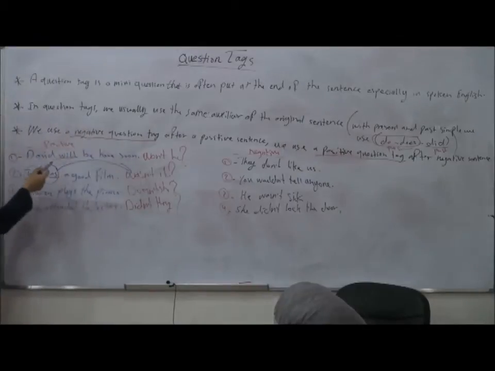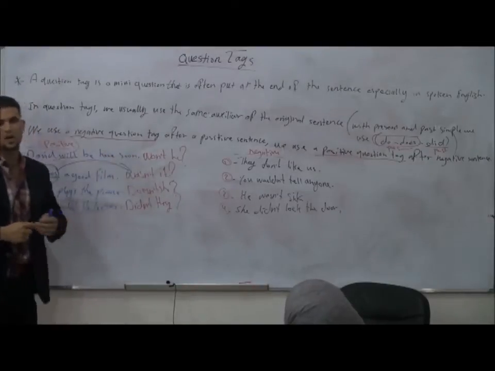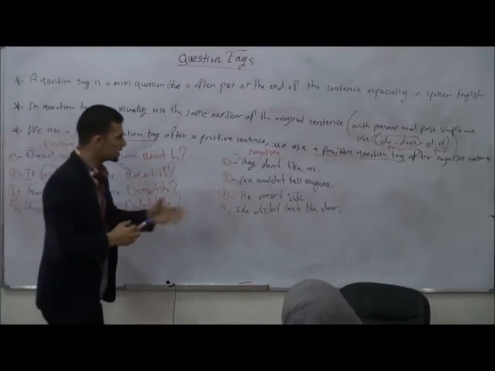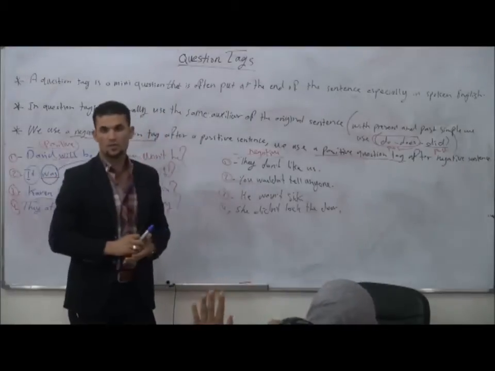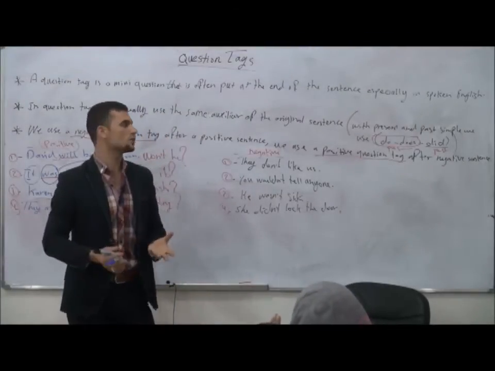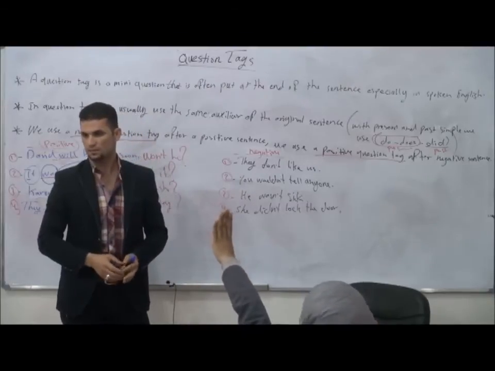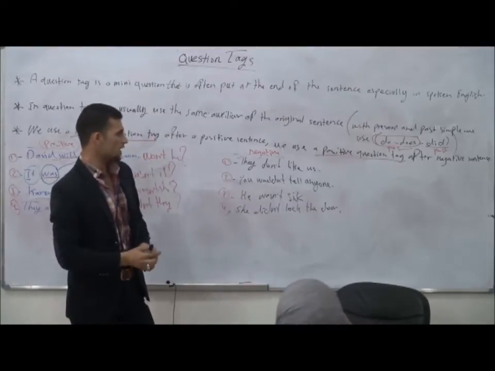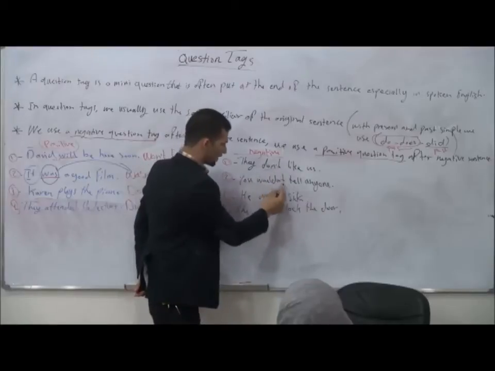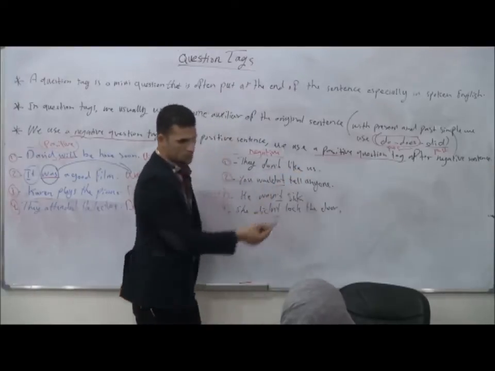So far we have dealt with what is called positive sentences. With positive sentences, we use negative question tags. Okay? What about negative sentences? With negative sentences, we usually have to use positive question tags. Okay? Yes, Zahra. They don't like us. These are negative. All of them are negative. So we have to use positive question tags.